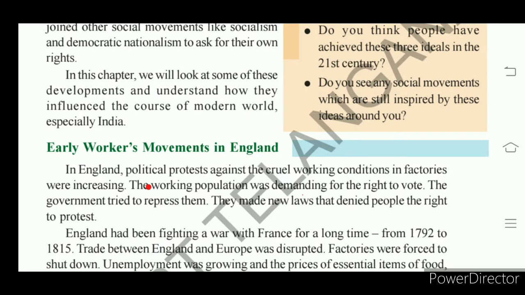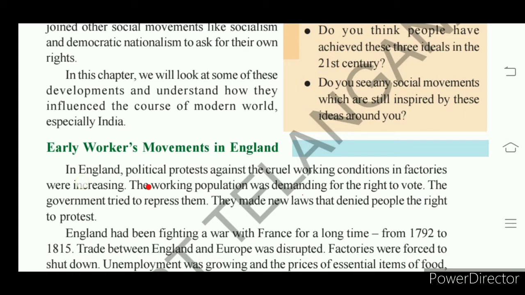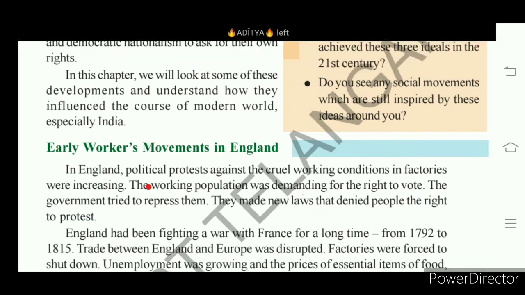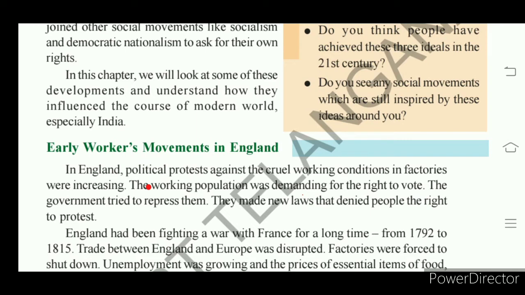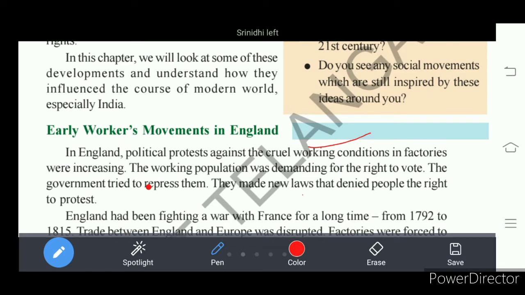So first we see that early workers' movements first started in England. It was the first social protest movement, started in England. There, political protests were started by the workers against cruel working conditions. The working conditions were very cruel. How were they cruel? Workers were forced to work for long hours without a break, nearly 16 hours, and for that, the wages they received were very low.